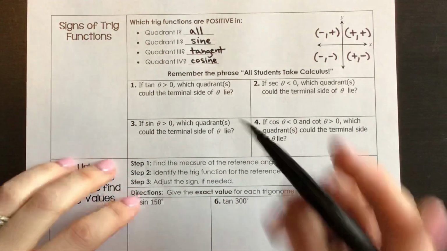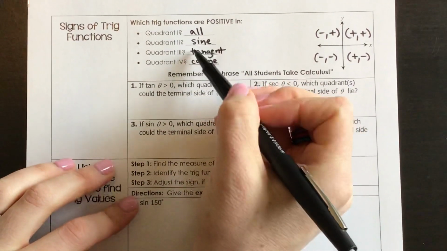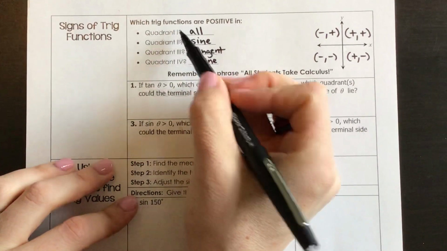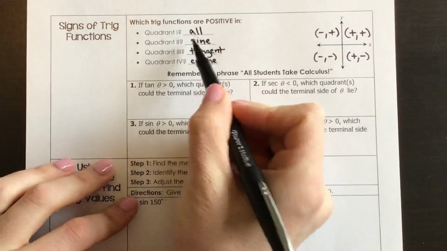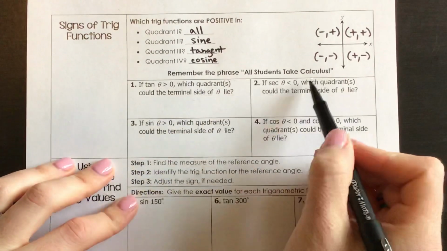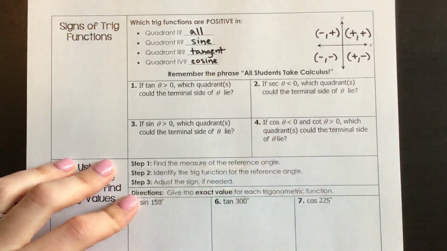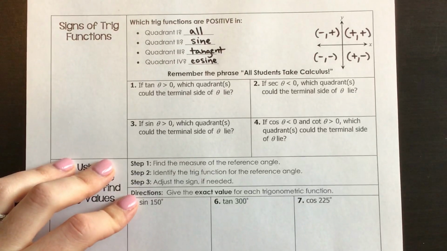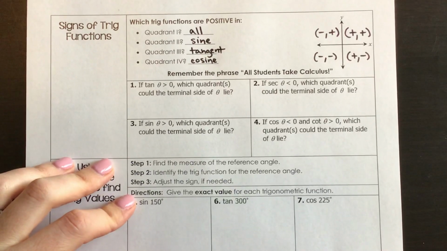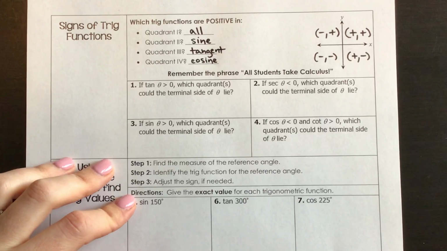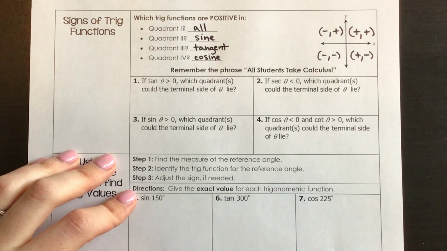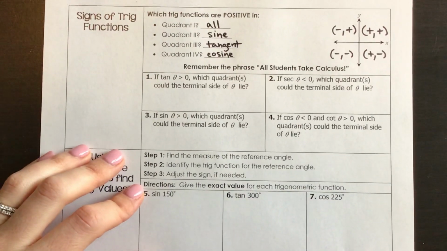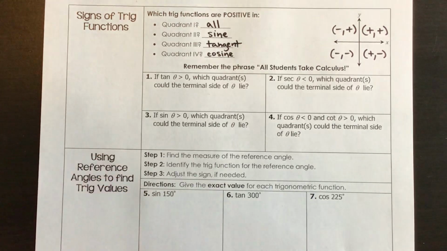So there's a little mnemonic device. So all, sine, tangent, and cosine for quadrants 1, 2, 3, and 4, we use ASTC, and we use a little mnemonic device. All students take calculus. If you want to say college algebra instead, but this is just like the commonly accepted one, kind of like PEMDAS is please excuse my dear Aunt Sally. So the generally known one is all students take calculus to help us remember these signs.